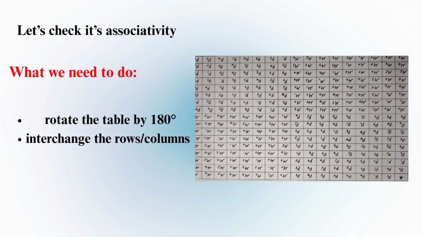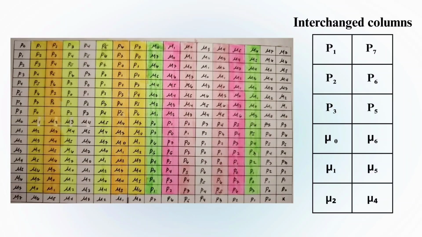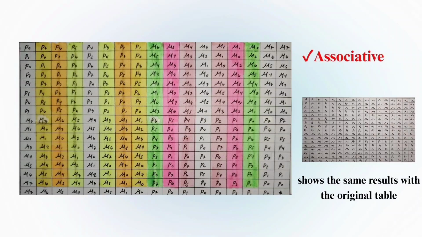Now, let's check for its associativity. What we need to do is rotate the table by 180 degrees and interchange the rows and columns if possible to get the same result as in our original table. As you can see, it is already rotated by 180 degrees. So what we need to do is interchange the columns to check if it is really associative. Given the final result, we have confirmed that it is also associative.